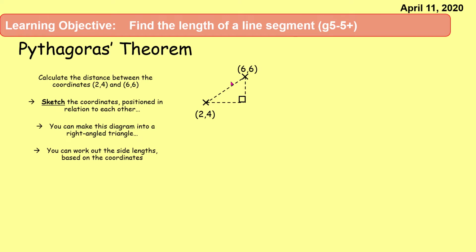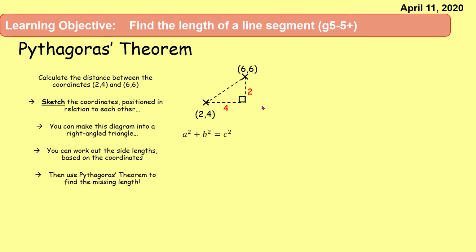So if you think about it, if that coordinate here is 6 on the y-axis and this is 4 on the y-axis, the difference between that is 2. So this height must be 2. And this is the x-coordinate, 6 take away 2 is 4, so the width of that is 4.